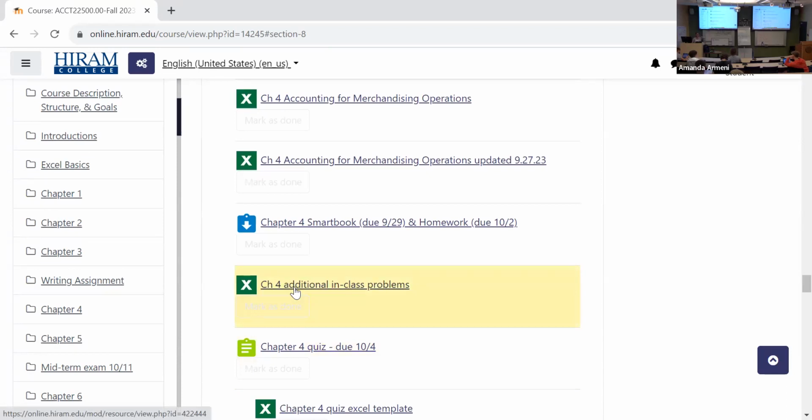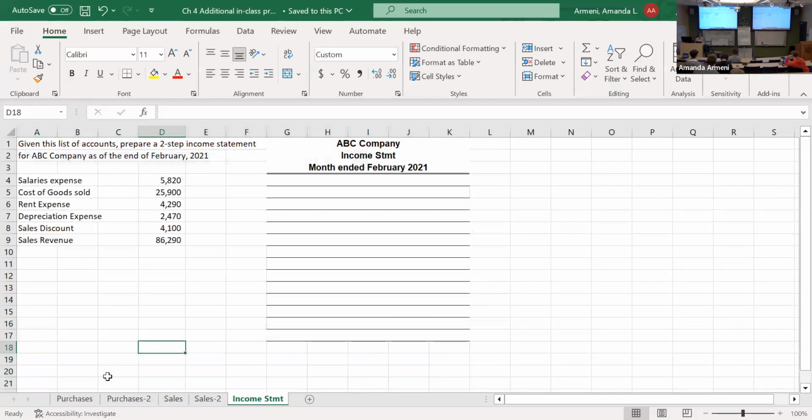Okay. When you open that up, there's a few different tabs because on Monday, when we see each other again, we're going to go back through new examples of when we buy inventory, and we're going to go back through new examples of when we sell inventory. I have a bunch of new examples in there for you, but that's not what we're going to do right now. What we're going to do right now is on the very last tab of that spreadsheet, there is an income statement. Okay. And so this is what the quiz question is going to look like for Chapter 4.